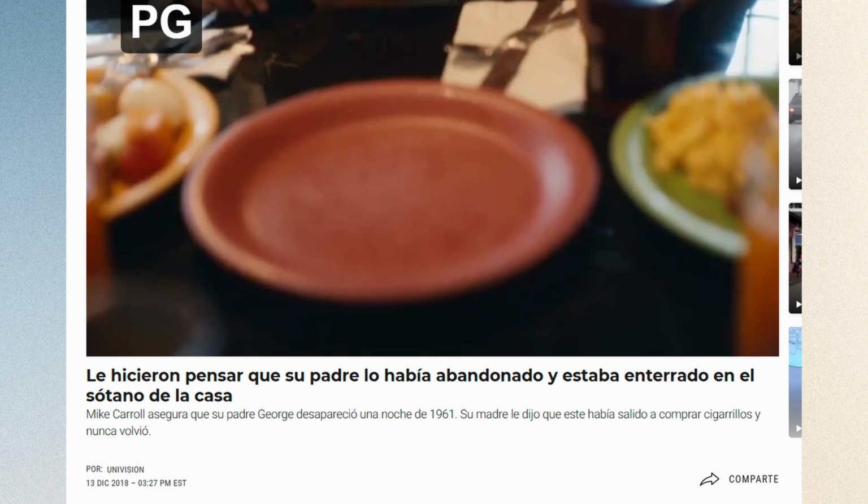Here's another example. Le hicieron pensar que su padre lo había abandonado y estaba enterrado en el sótano de la casa. And yes, that is a depressing headline, folks. They made him believe that his father had abandoned him, etc. See that le up there. So at this point in the video, you're like, okay, Paul, I got it. I'm going to be using le and les all the time for these things.